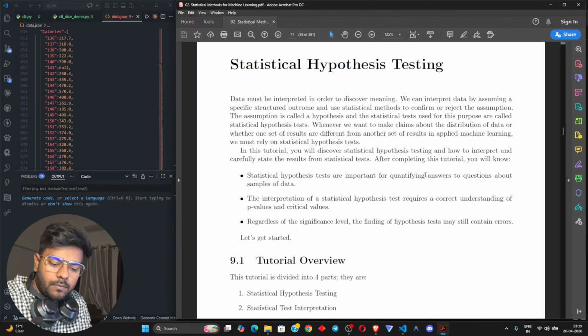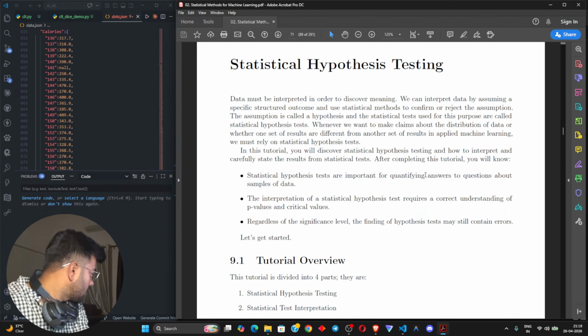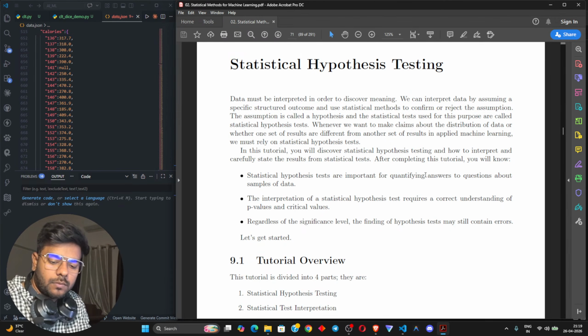Interpret data by assuming a specific purpose, to confirm or reject the assumption.